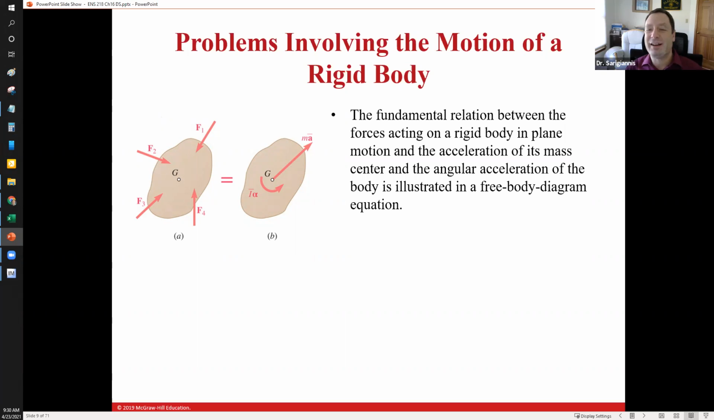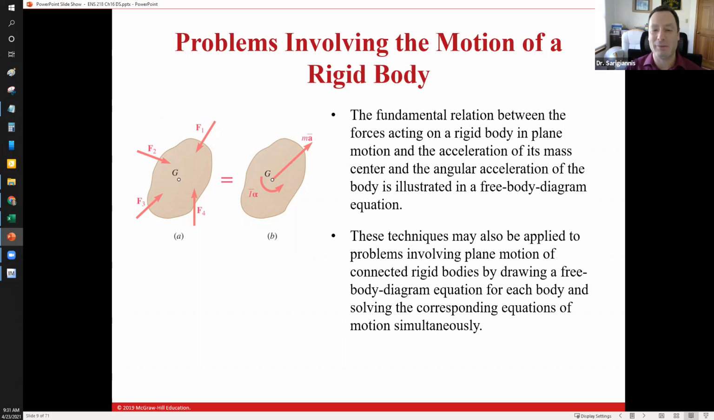So let's see, free body diagrams. Be sure you draw your free body diagrams. You can see here we've got our force diagram, right? And then our kinetic diagram.